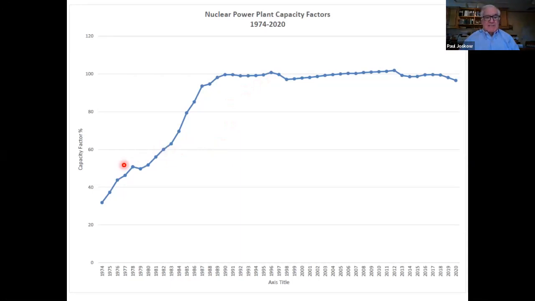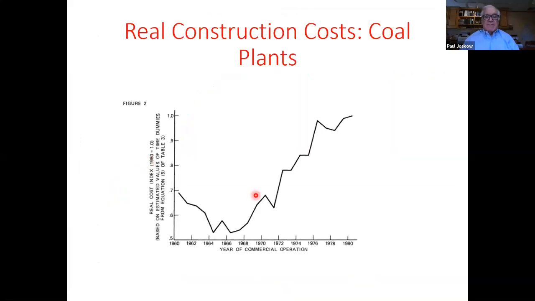So if you go back to 1980, this is the capacity factor of these plants. These days, we think nuclear plants on average have 90+ capacity factors. Well, they were very, very low then. The result of this was that the combination of high construction costs and relatively low production made the electricity from these plants very expensive. Same was true for coal.